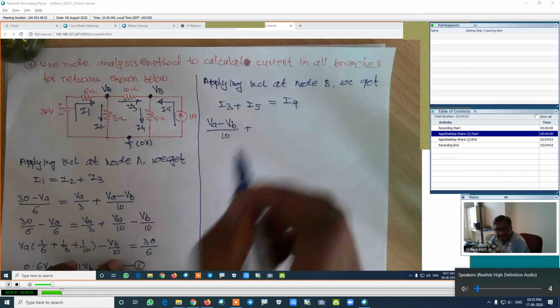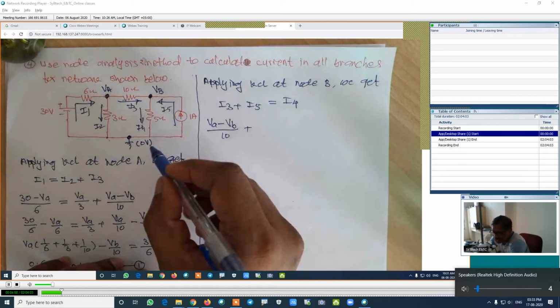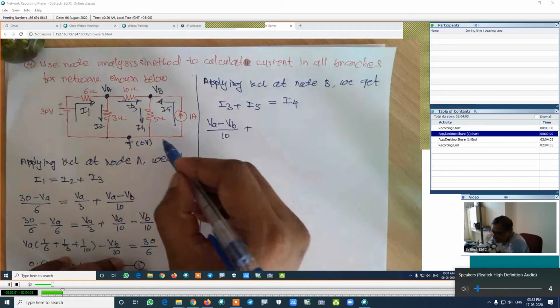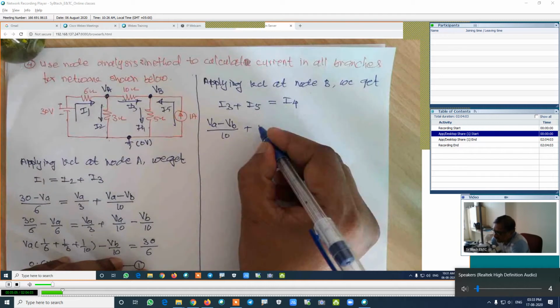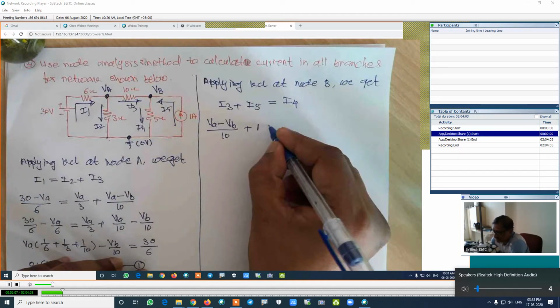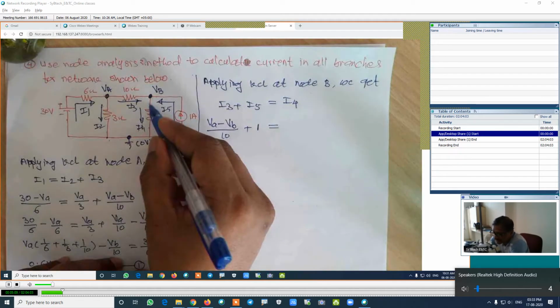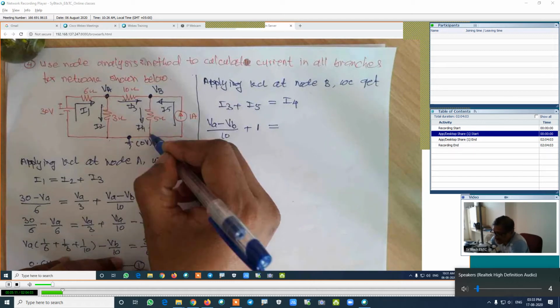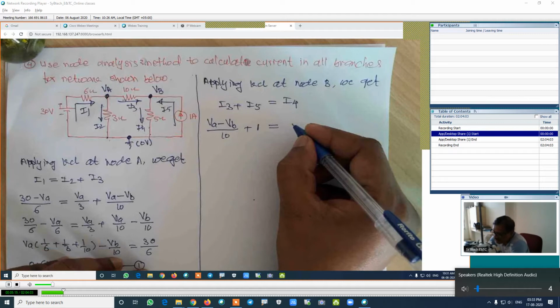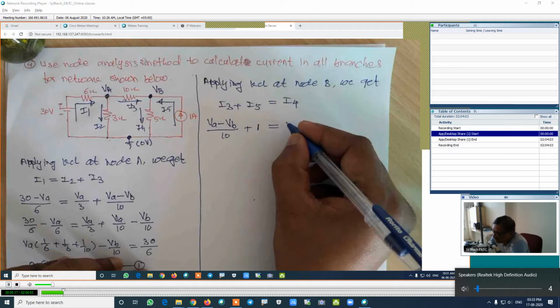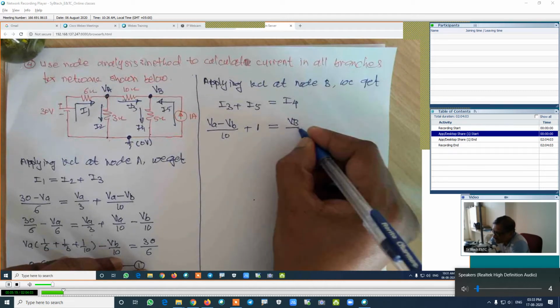Plus I5. No need to use the potential difference formula for the calculation of this I5 because its value is already known, which is 1 ampere. That's why I will put 1 only, which is equal to I4. I4 is the current in this branch. Is it right? In this branch. And what is that value? It is VB minus 0 divided by 5. That is VB divided by 4 is that value.